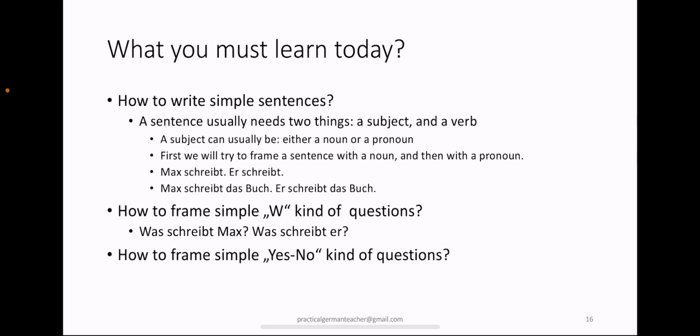How to frame simple yes or no kind of questions is actually pretty easy if you know how to frame simple sentences. All you have to do is interchange the subject and the verb positions. So the verb comes at the first position, then the subject, that is the pronoun or the noun, goes after the verb, that is schreibt Max, and then the object. So schreibt Max das Buch, schreibt er das Buch. If you just say schreibt Max, it's also correct. So you're just asking, is Max writing, right? Or does Max write? That's also correct without the object.